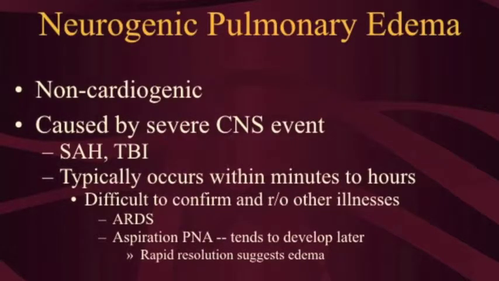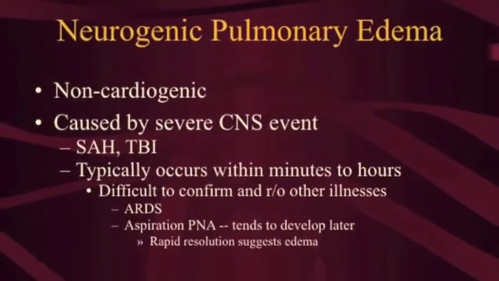Okay, neurogenic pulmonary edema. This is another one of these non-cardiogenic pulmonary edemas, caused by a severe CNS event, subarachnoid hemorrhage, traumatic brain injury. It usually occurs within minutes to hours of the acute event, and it's really hard to confirm, really hard to rule out. Other illnesses include ARDS, for example, and aspiration pneumonia.